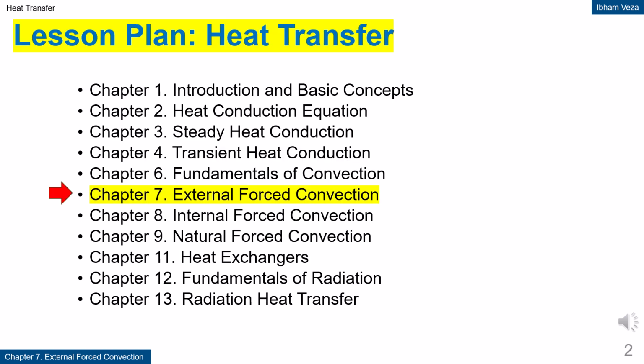Lesson Plan: Heat Transfer. This slide shows the position of external forced convection within the overall structure of the heat transfer course. Previous chapters discuss conduction and the fundamentals of convection, which are prerequisites for this topic. External forced convection is placed before internal forced convection and natural convection. This order shows the learning path from basic concepts to more complex applications. Understanding this map helps students see the connection between chapters.